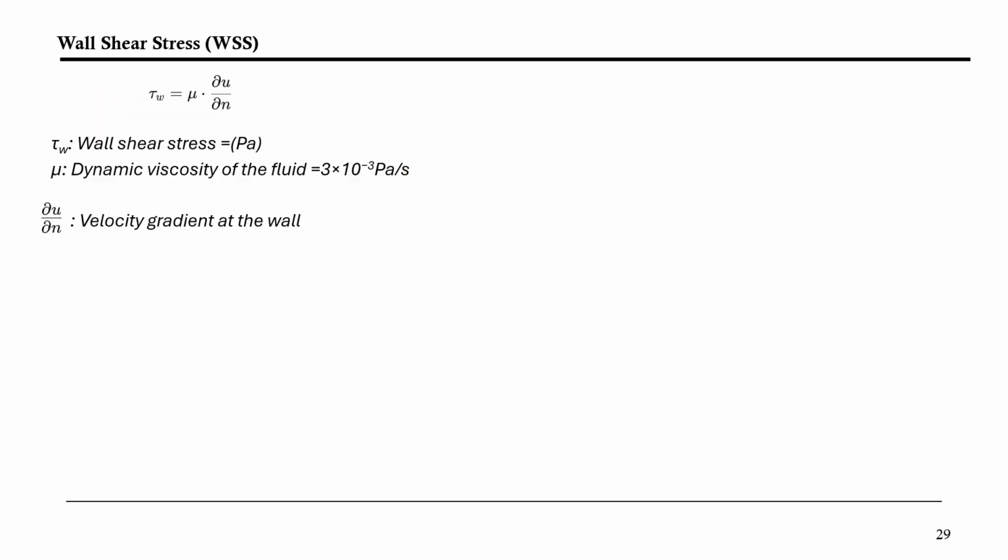Now that we know our flow is laminar, let's calculate the wall shear stress in a coronary artery. It is a force that is exerted by the flowing blood on the inner walls of the artery. It depends on the blood's viscosity and the velocity of flow near the wall. Wall shear stress plays a crucial role in maintaining healthy blood vessels, but abnormal levels can lead to problems like atherosclerosis or plaque buildup, which we earlier mentioned can create complications.